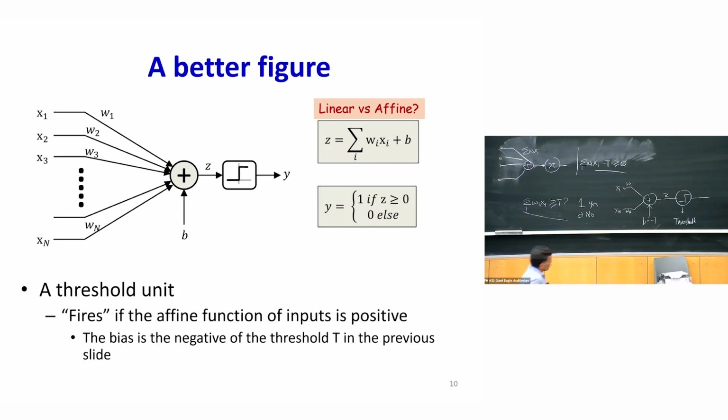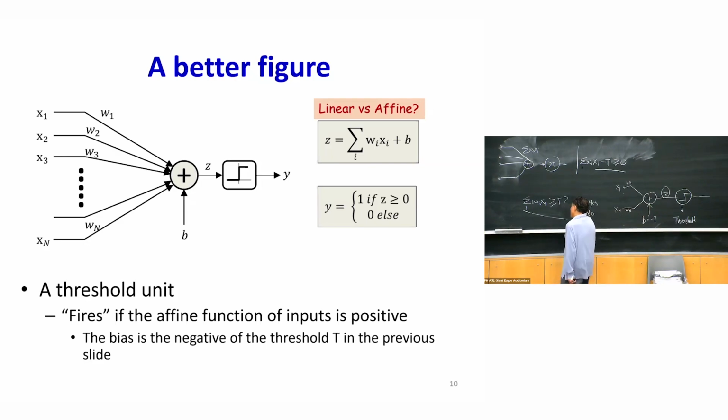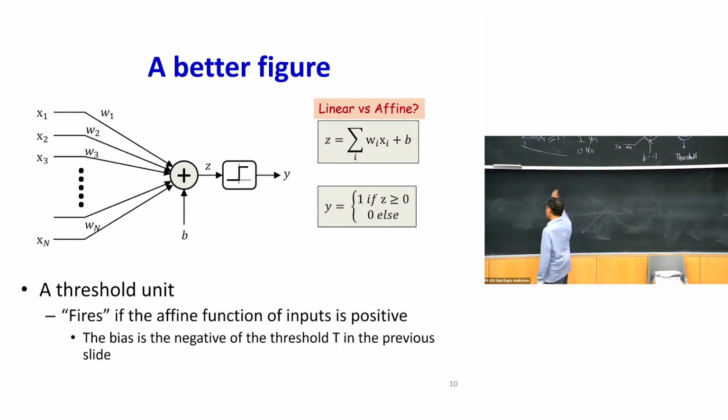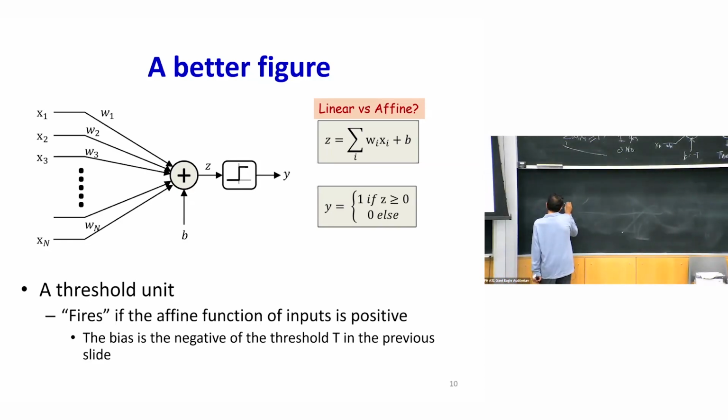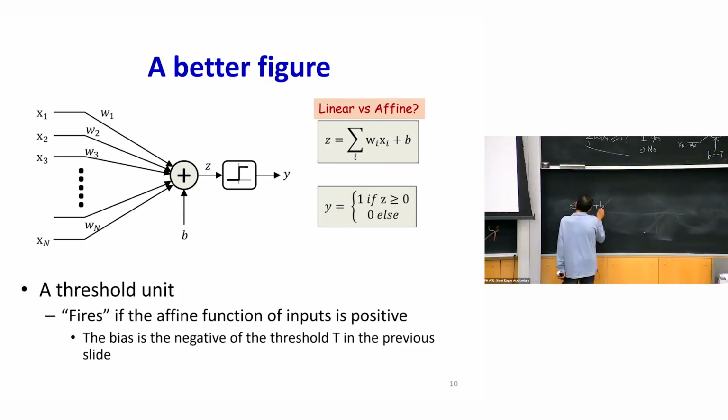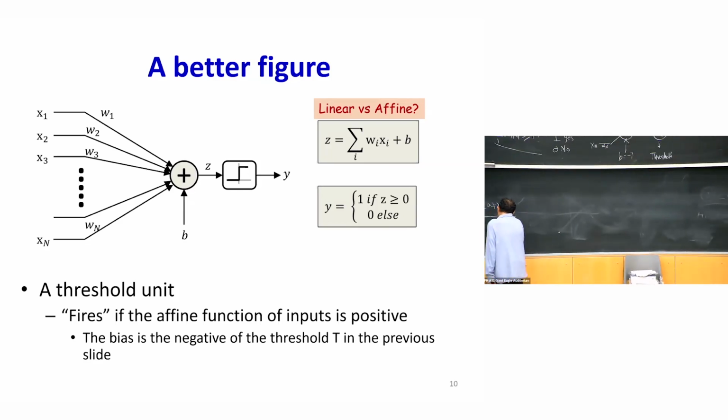So what we are doing over here is to first compute an affine function of the inputs. Again, what is an affine function? Does anybody remember? Yes? It has an offset. It has an offset. So if I have something like summation wi xi plus b, this is affine. Summation wi xi is linear.